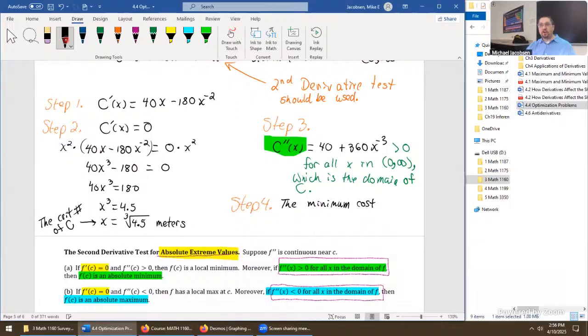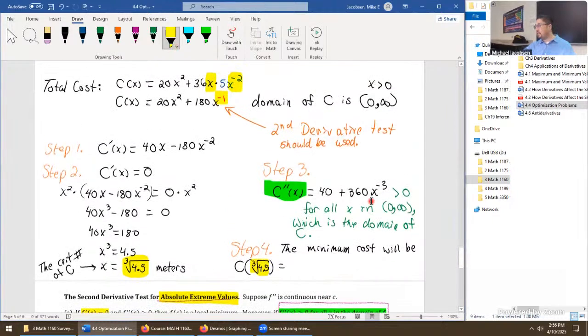We're not concerned about the volume. We're not concerned about the dimensions. We wanted the cost. The minimum cost will be C of, plug in the critical number, cube root 4.5, highlighting just to show where all those components go. Then cite your original cost function. Cube root 4.5 is going inside there. Let's show that just for the sake of clarity on the notes.